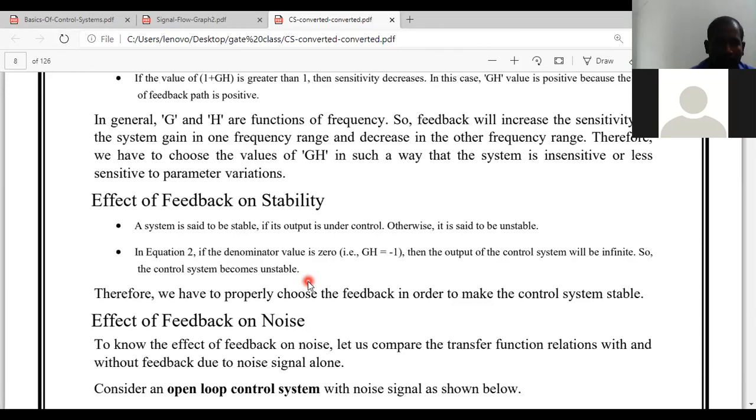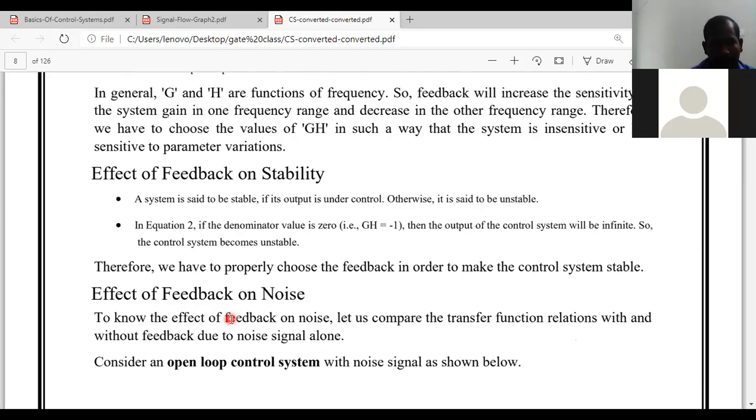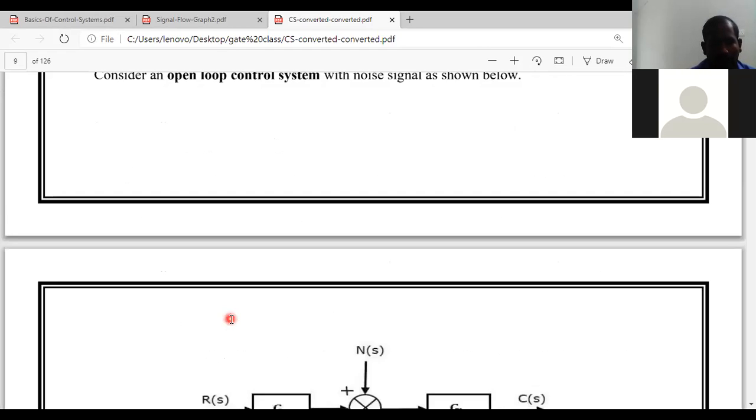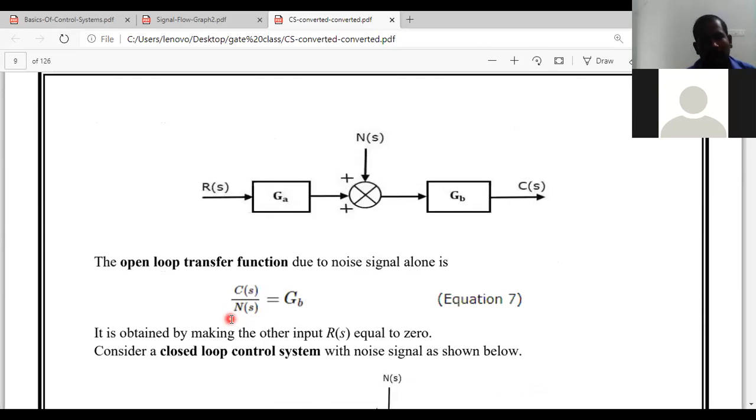Effect of feedback on stability. A system is said to be stable if its output is under control. Otherwise, it is said to be unstable. These are the points.